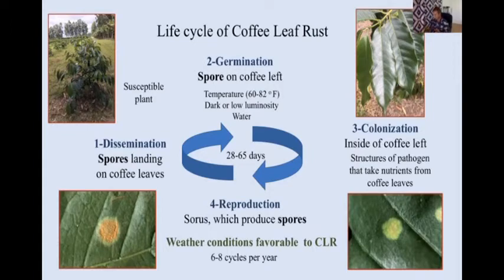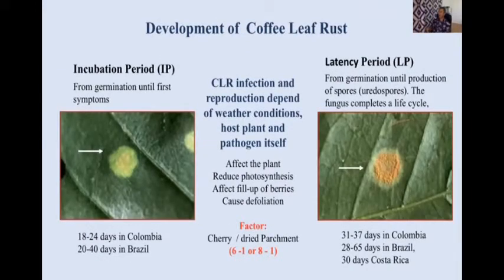And let's go to see this one. The development of coffee leaf rust has two different stages, starting with the incubation period and then the latency period. What happens with that? This part is the most relevant because it's the part that normally we don't see, and it's going to take between 18 and 40 days, again depending on weather conditions, mostly temperature.